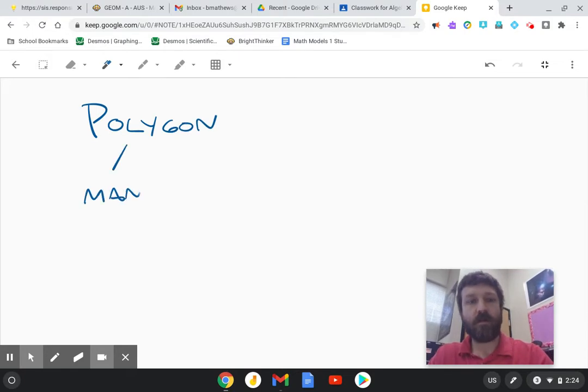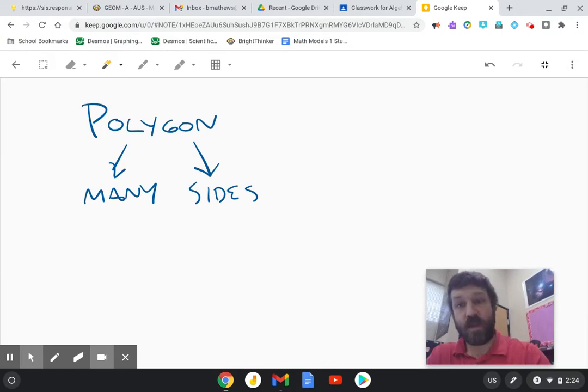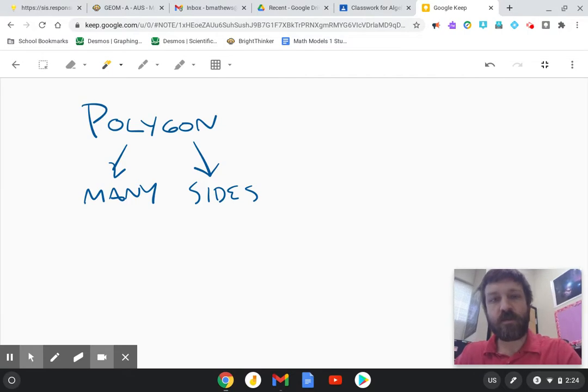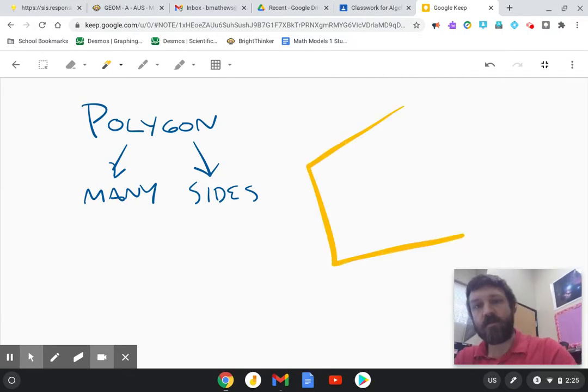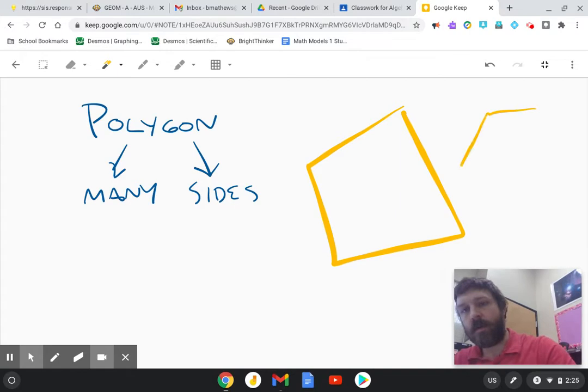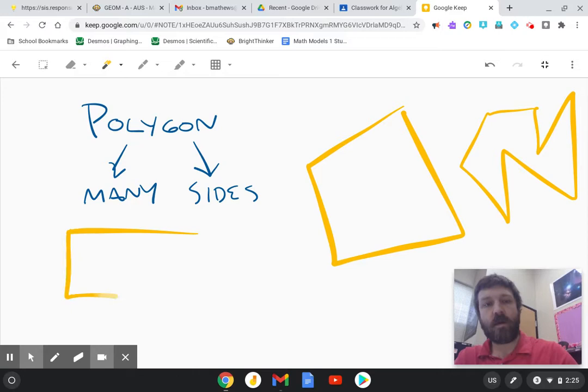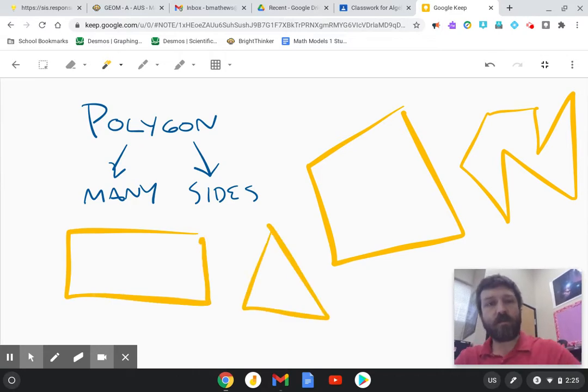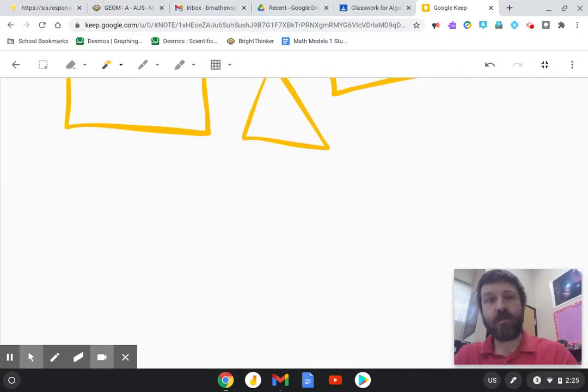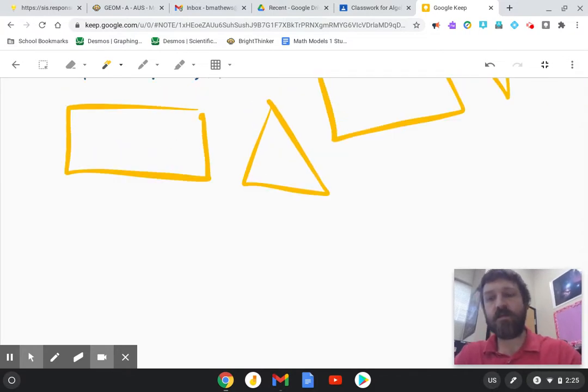literally means many sides. So what it refers to is any shape made up of straight line segments. So some key concepts there. It's any shape made up of straight line segments. That would be a polygon. This would be a polygon. These are all polygons. Rectangles are polygons. Triangles are polygons. You get the idea.